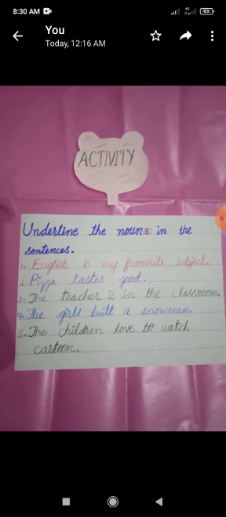In next sentence we have the children love to watch cartoon. Here in this sentence we have children and cartoon, two nouns. I hope you understood through this example.